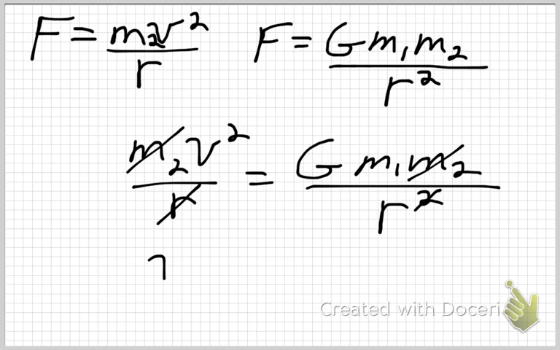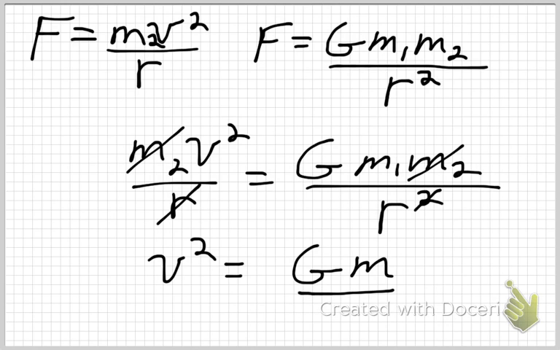So I end up with my speed squared equals big G m over r. Now I'm going to get rid of the subscript since there's only one mass left, but we need to remember that it is the mass of the thing you are in orbit around.